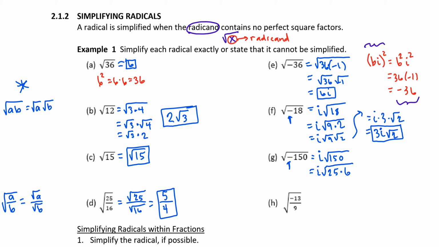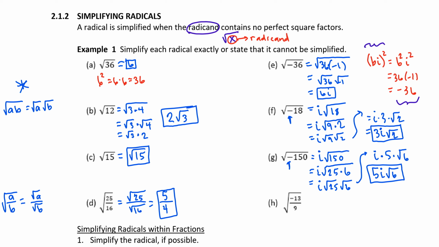And of course, you could bust out your calculator and do a little trial and error to test out factors of 150. Splitting up our radical, we have i times the square root of 25 times the square root of 6, or i times 5 times the square root of 6. And then putting it together in that standard order, we have 5i square root of 6. So the square root of negative 150 is 5i square root of 6.